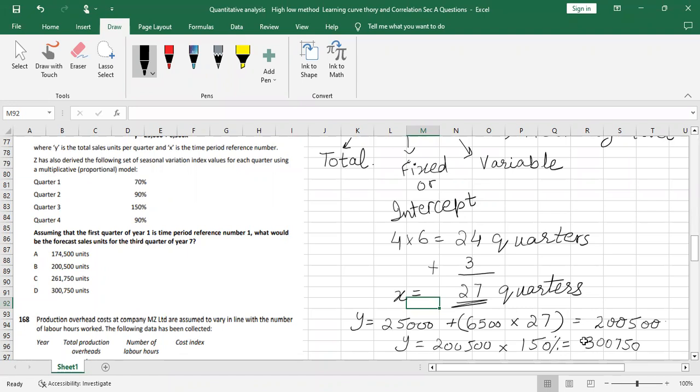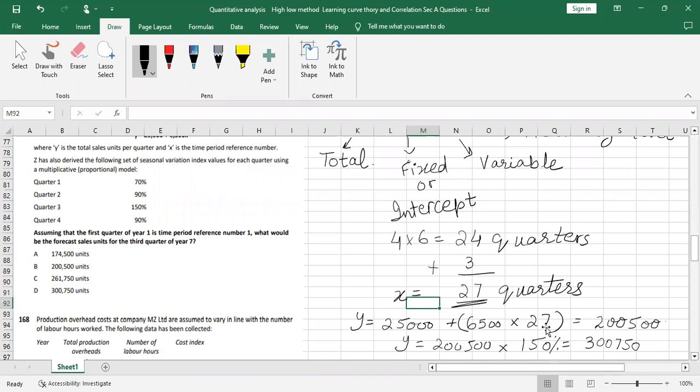If we are calculating for quarter 4, we will multiply with the 90%. Not only the multiplication percentage will vary, but we will also change the value of x. For quarter 1 for year 7, we will say x is 25. For quarter 2 for year 7, x is 26. For quarter 3 for year 7, x is 27. If we talk about quarter 4 for year 7, then x is 28.